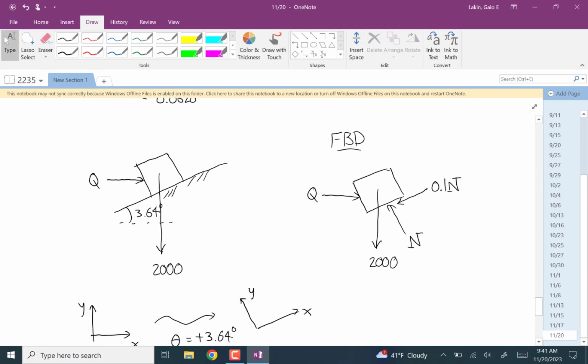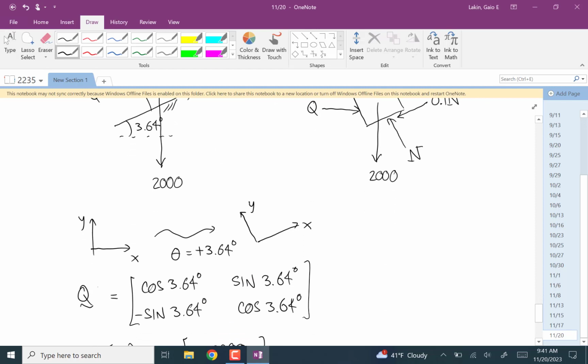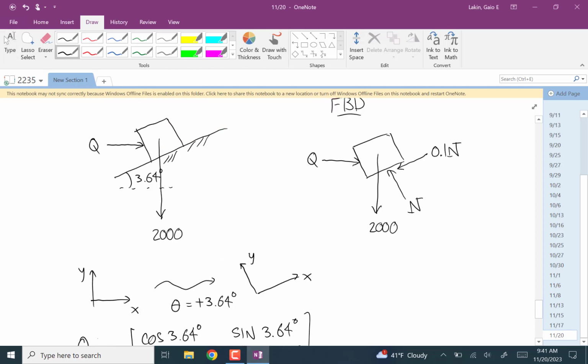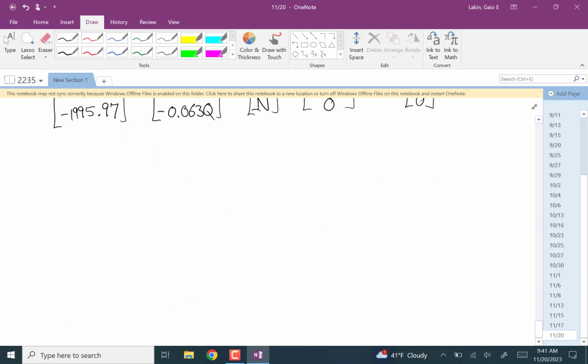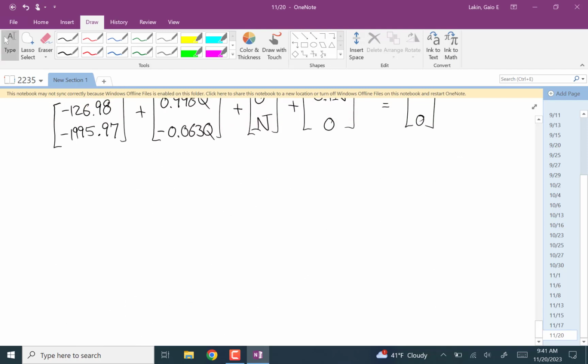Yeah, so then you'd have your rotation matrix, theta equals negative 3.64, and you'd be multiplying it to the normal force and the negative 0.1 N force. But don't do that. That's crazy. I never want to have to grade that.